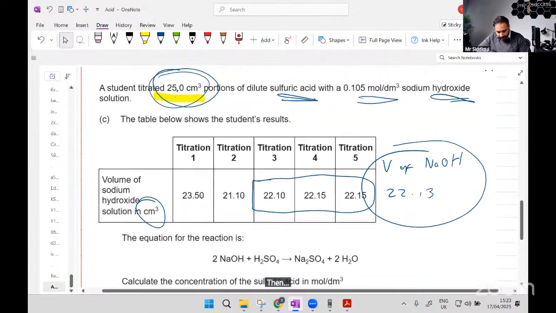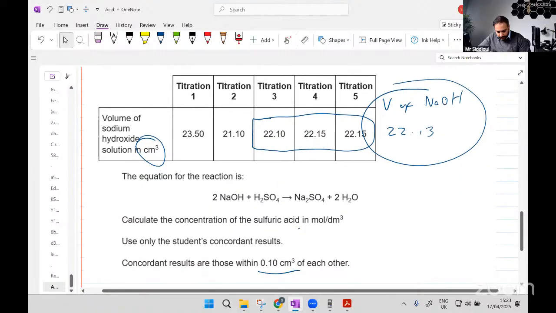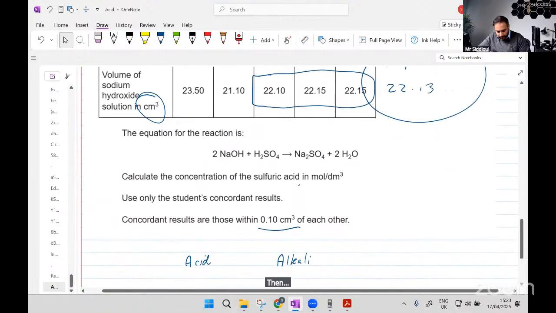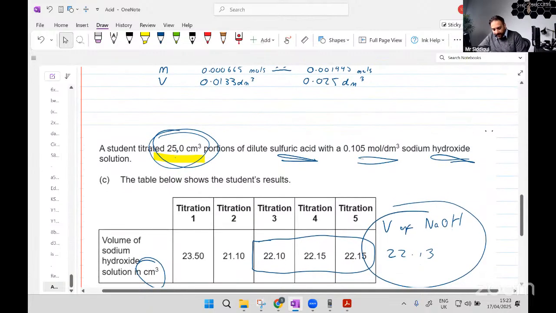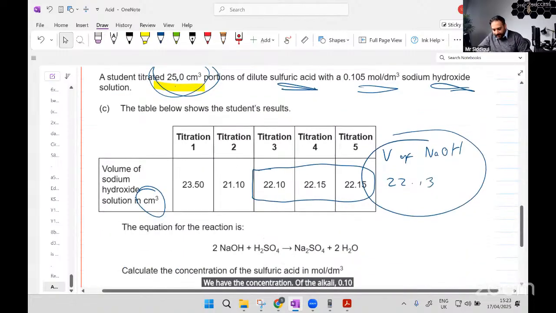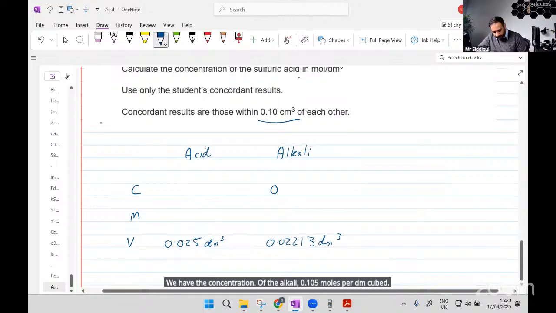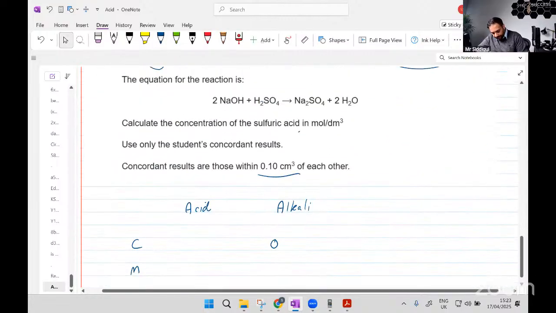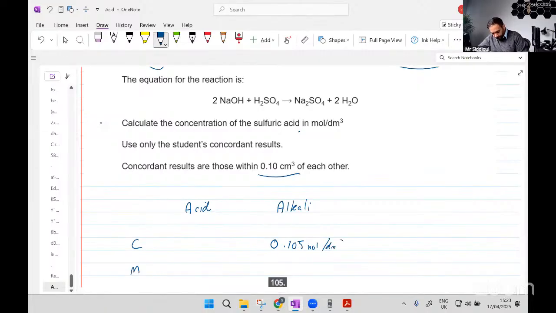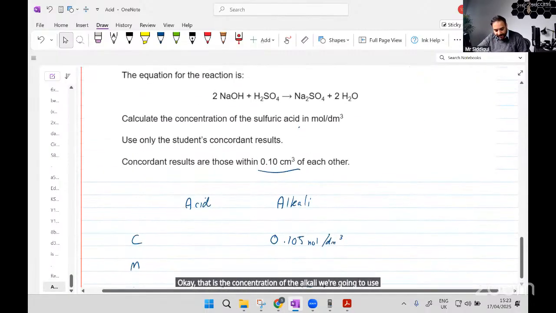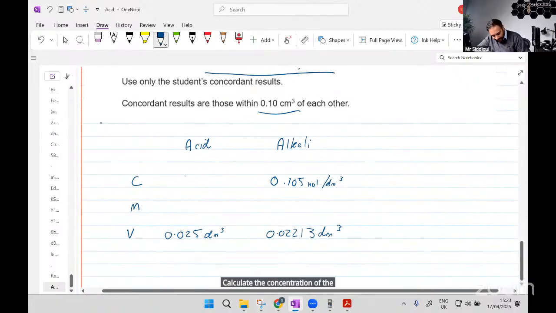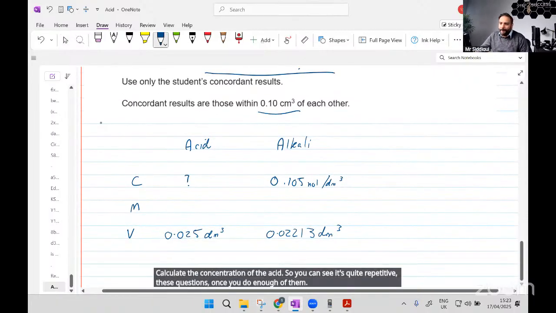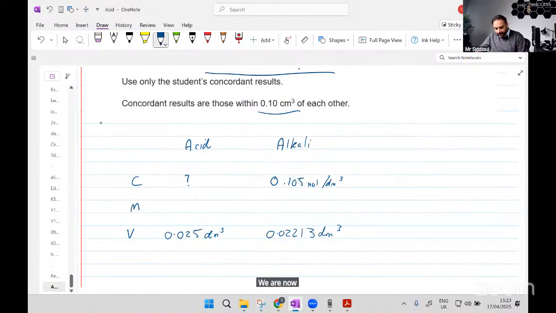Then we have the concentration of the alkali, 0.105 moles per dm cubed. Okay, that is the concentration of the alkali we're going to use. And again, the question says calculate the concentration of the acid. So you can see it's quite repetitive, these questions, once you do enough of them. We are now just going to do everything we've just done already.